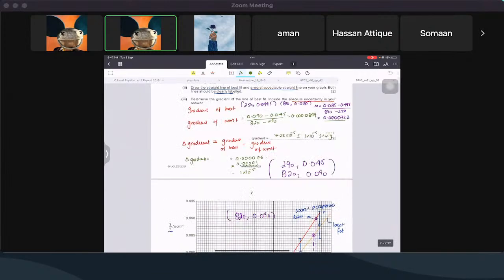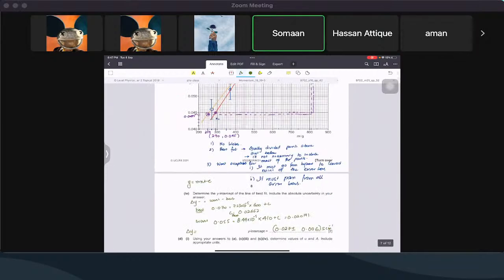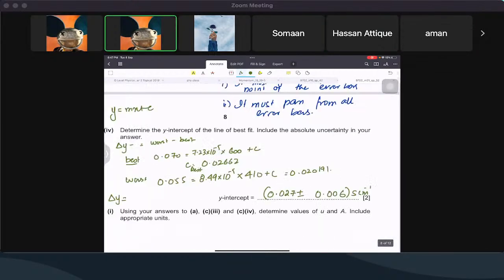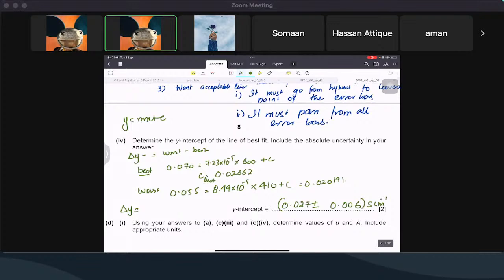Okay, now, Sir, uncertainty कैसी है y-intercept में? Just find the y-intercept of best and y-intercept of worst, and then subtract both of them, just like you did in the gradient. Okay, is it clear, Saman? Yes, sir. Both have the same method really.